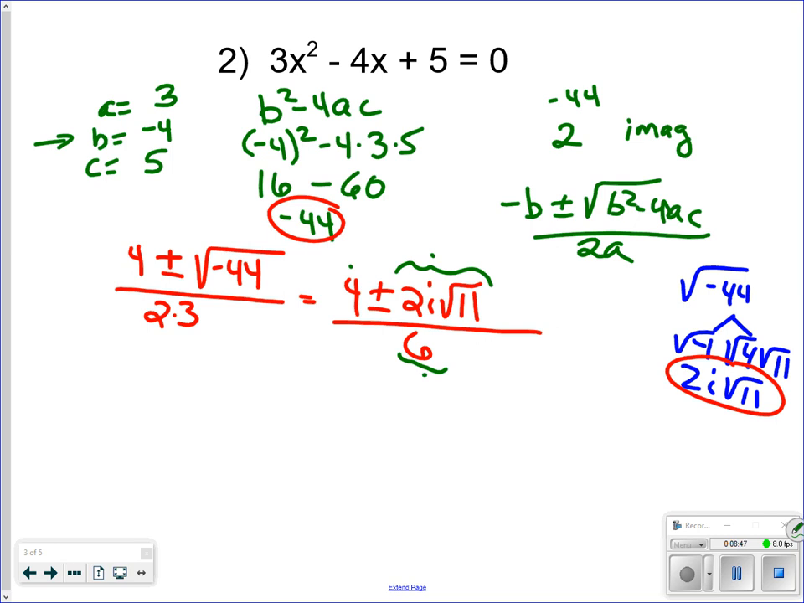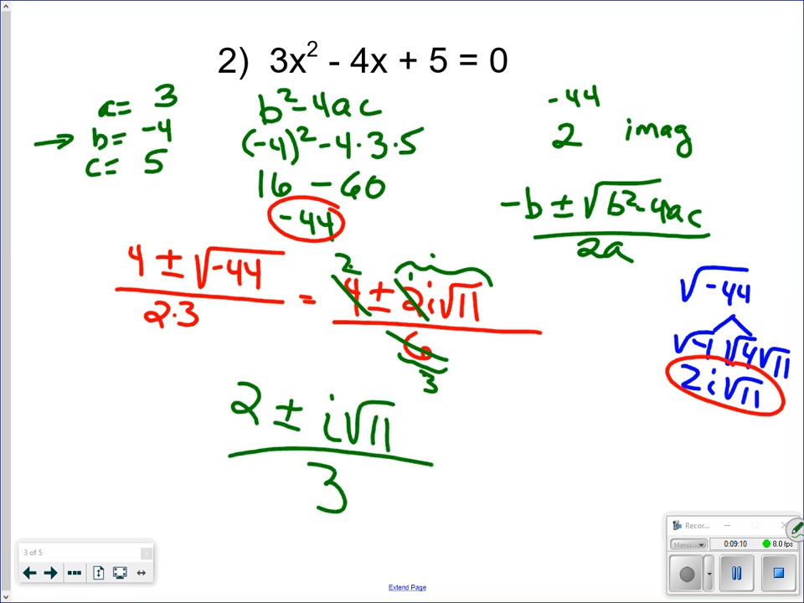Divide everything by 2. 2 goes into 4 twice. 2 goes into 2 once. 2 goes into 6 3 times. So now what I'm left with is 2 plus and minus 1i, I can just write i, square root of 11 over 3. There's my answer.